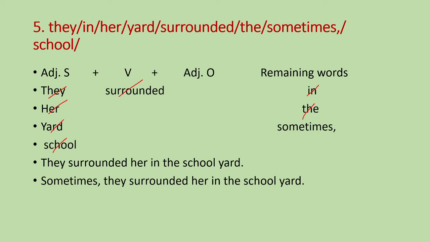It's making sense, but "sometimes" is left. And there is a comma after "sometimes". It's already given. So that means sometimes it will come in the beginning. So sometimes they surrounded her in the schoolyard. So this becomes easy.